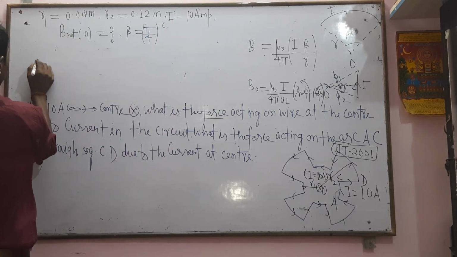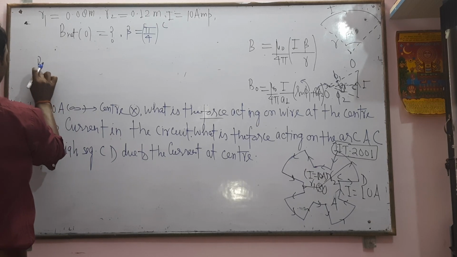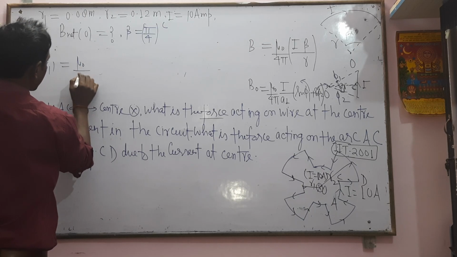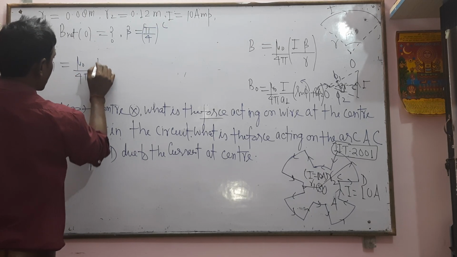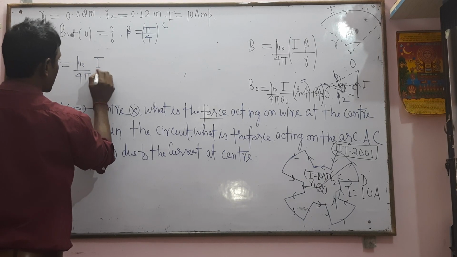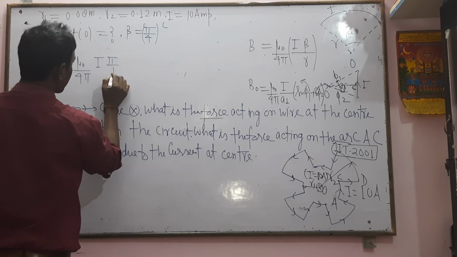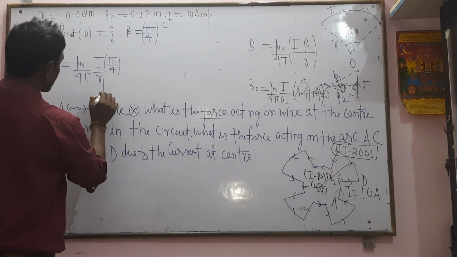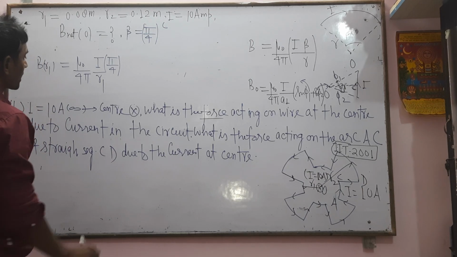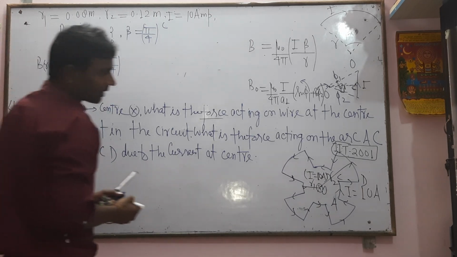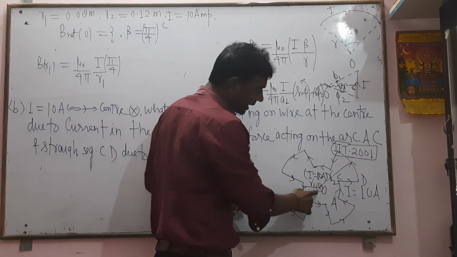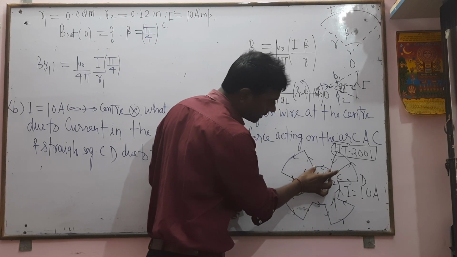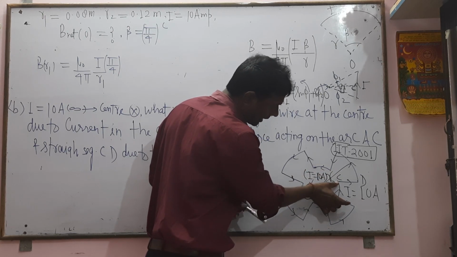B net means we have to find the magnetic field due to the r1 circular part. It equals mu naught by 4 pi, I, the current is the same, into beta, where beta is pi by 4, divided by R, let us suppose R1. After that we can calculate it, but we need the magnetic field at the center. So due to r1, let us suppose this is the first segment, second segment, third segment and fourth segment.